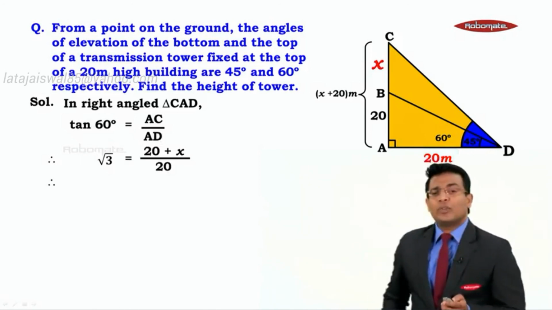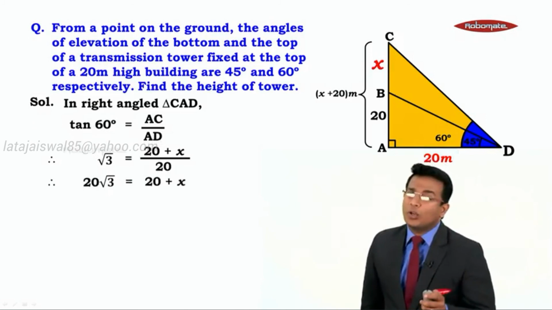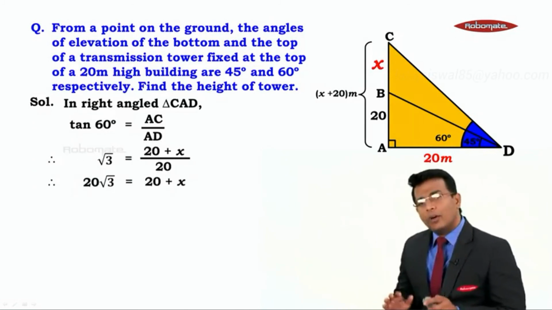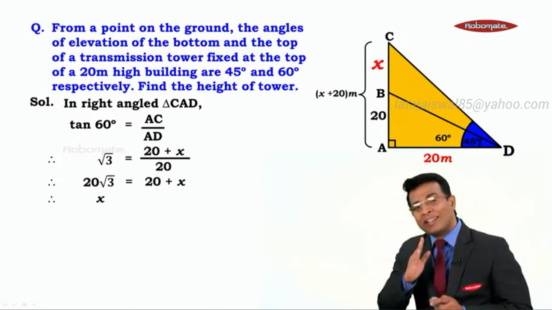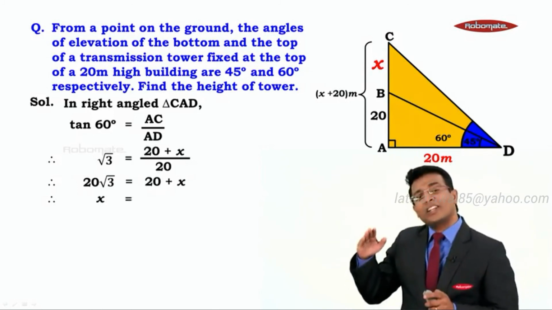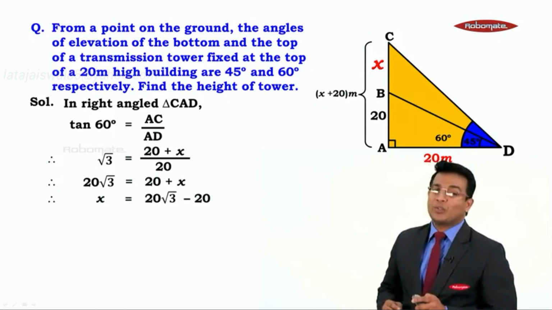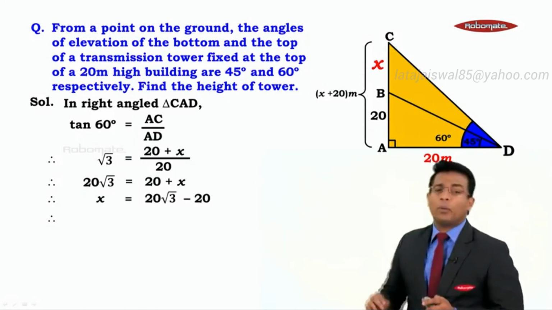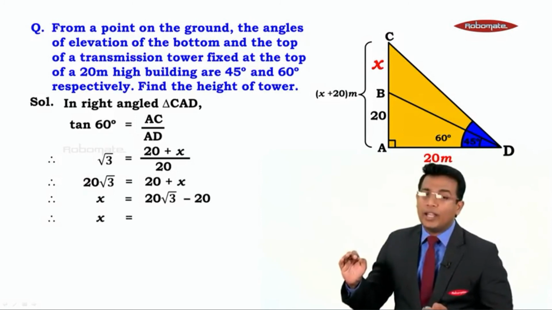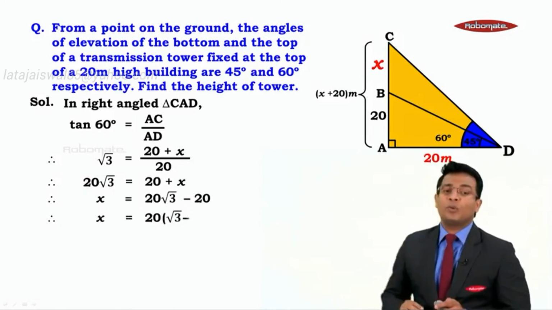So cross multiply. So we get 20 root 3 is equal to 20 plus X. Now, going to keep the variable on one side and the numbers on the other side. So keep X on one side. So 20 moves on to the other side. So it is 20 root 3 minus 20. So in that binomial, you have 20 common. So take 20 common. So we'll get X is equal to 20 into bracket root 3 minus 1.